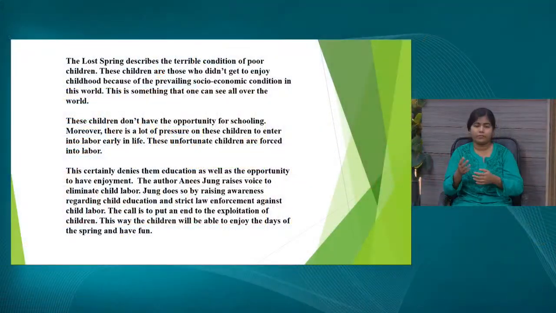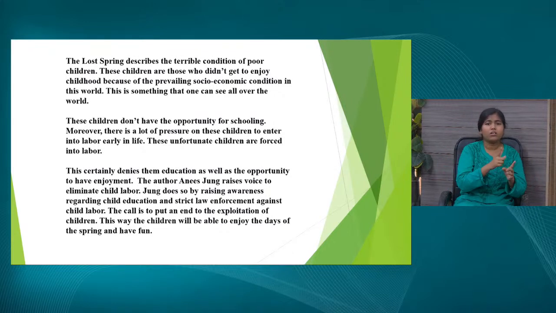Okay. So in the first part, the writer Anish Jung raises his voice to eliminate child labor. Why? Because in both parts, the writer has tried to convey the reality of child labor. In the first part, a child who should be going to school is rag picking. And why is he doing so? Because there is no proper information to his family that child labor is illegal. That is why Anish Jung is trying to put an end to this exploitation of children.